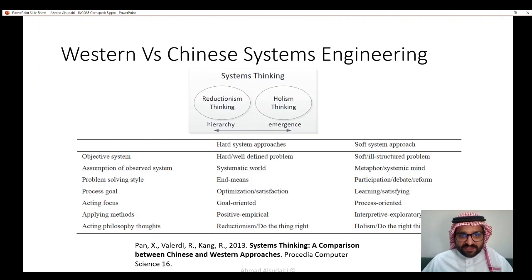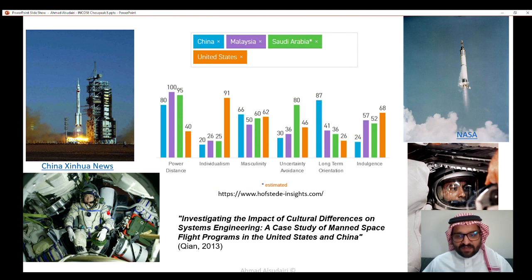There is a rich literature comparing Western and Chinese systems engineering. For example, this article tried to compare the systems thinking. This is another article comparing the manned space flight programs between the United States and China, and it uses the Hofstede culture scale for this comparison.